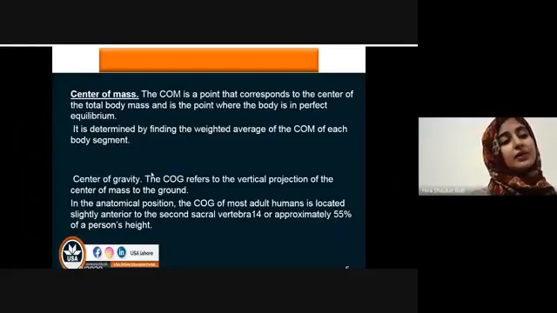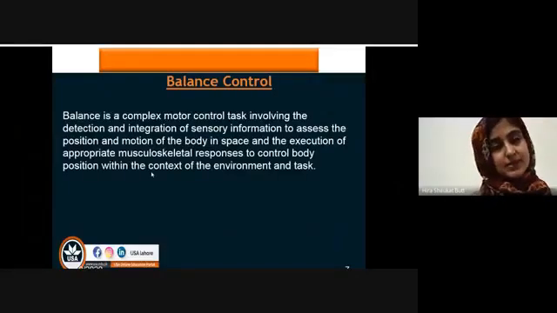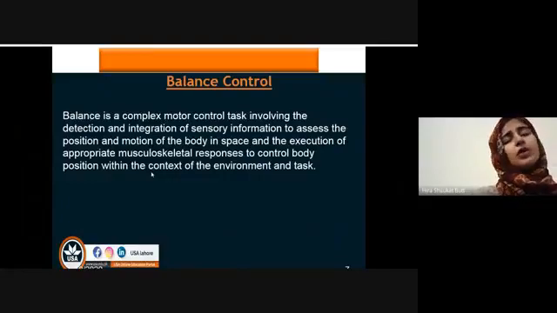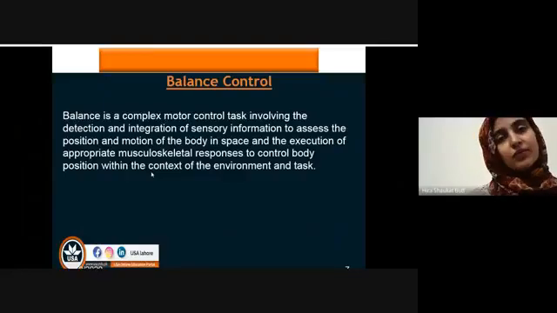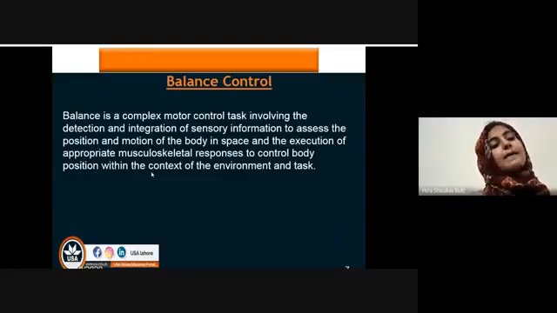And how do you find the center of mass? It is determined by finding the weighted average of the center of mass of each body segment. We have to go through these definitions because we have to revise them. As we are following the chapter sequence, after the definitions comes balance control. We always know that there is nervous system involvement, musculoskeletal involvement, and contextual factors involvement in the maintenance of a specific posture in balance control.